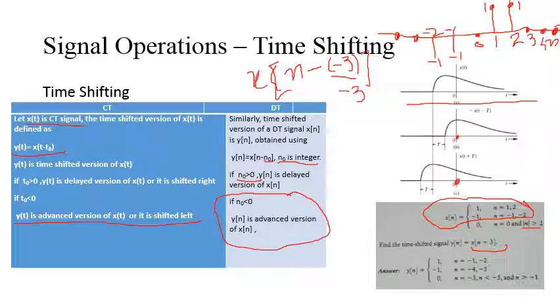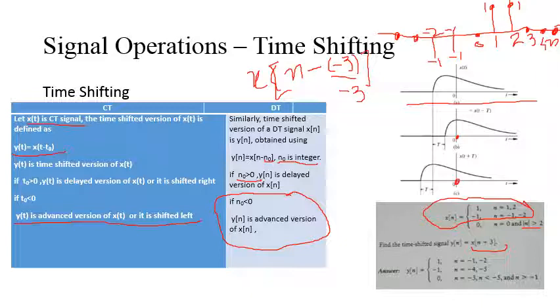So when n0 is -3, the shifted signal will be the advanced version of x[n], or you can also say it will be the left-shifted version of x[n]. How much shift left? Because it is -3, the resulting signal will be shifted 3 units towards the left. So x[n] is this one, and shifting it by 3 units, the point at -2 will result in -5.